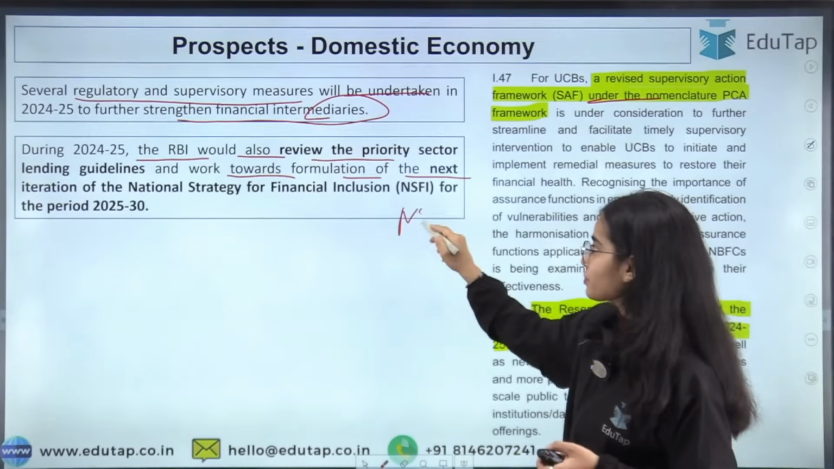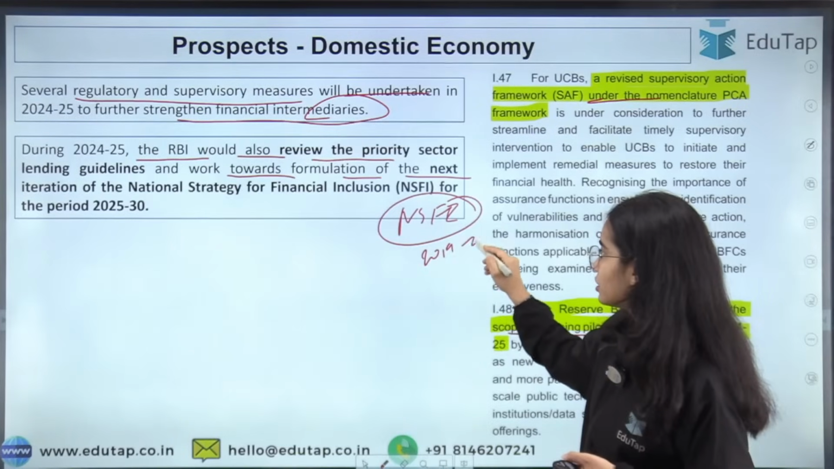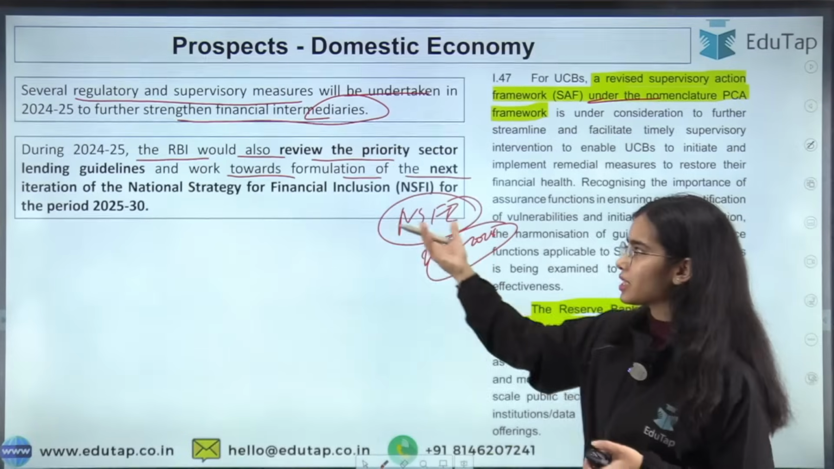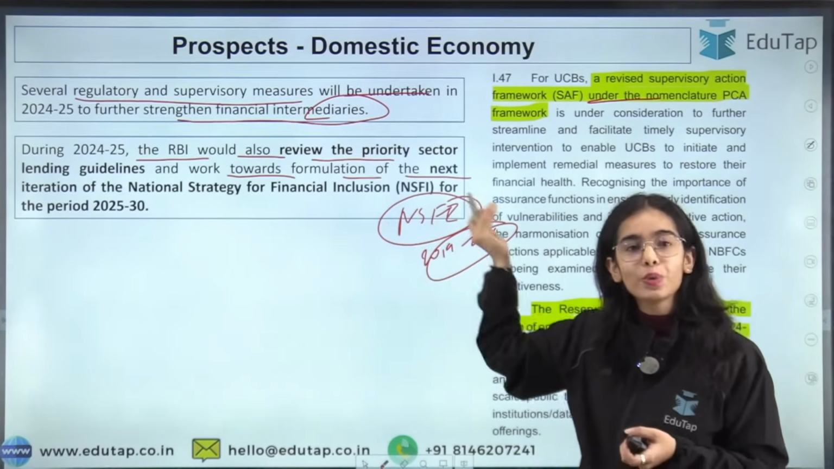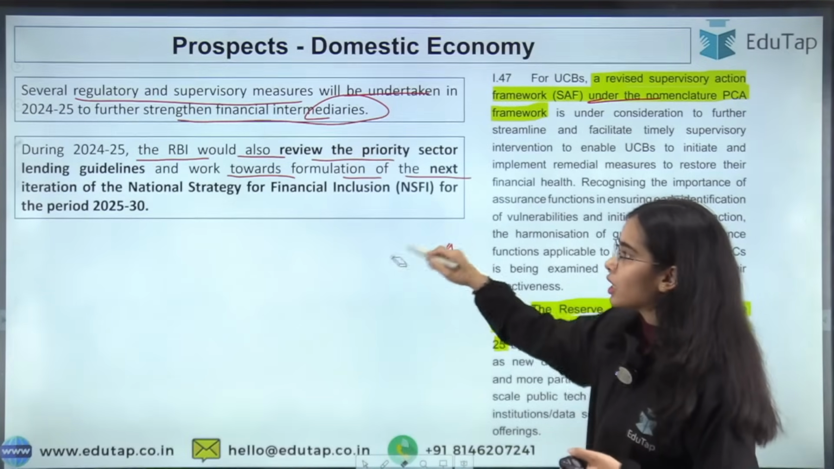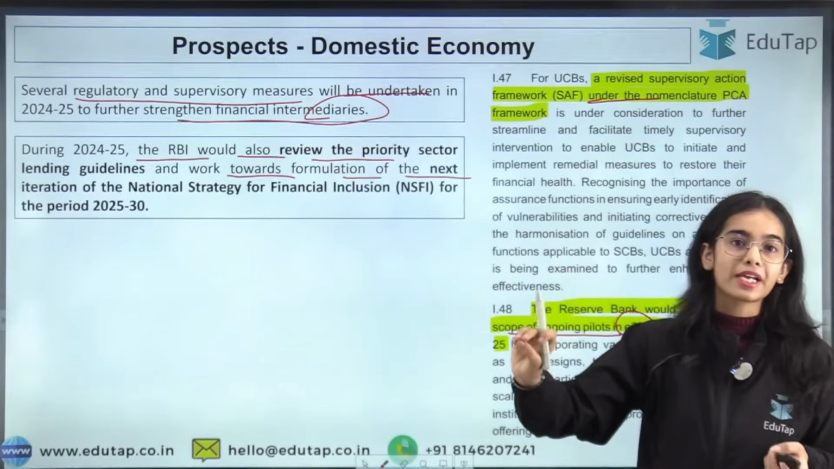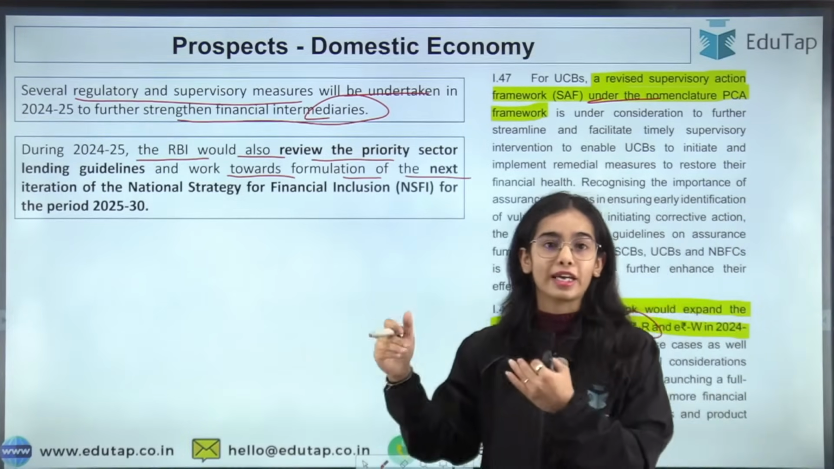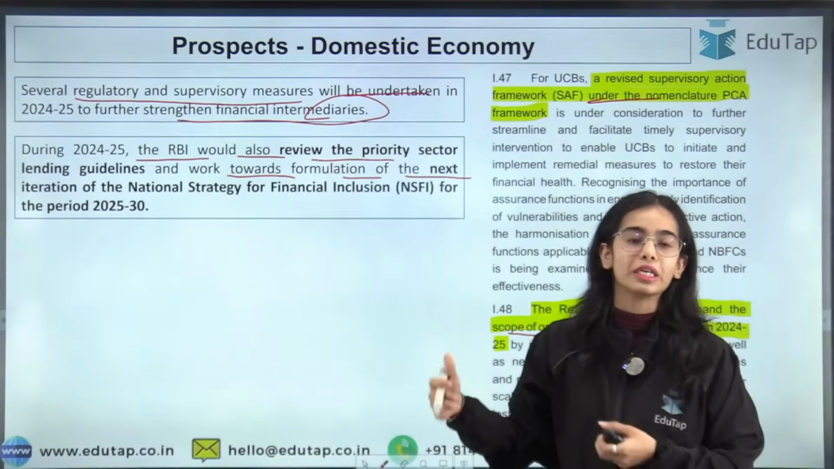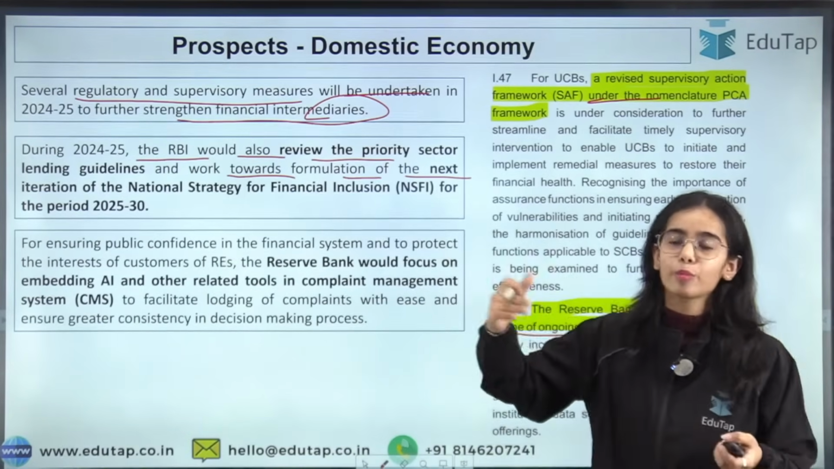RBI has said that the priority sector lending guidelines will be reviewed and work will begin towards formulation of the next NSFI. So NSFI was for the period of 2019 to 2024. So this NSFI is going to end soon, and the new NSFI will be brought. RBI is saying that it is going to focus on the formulation of the next iteration of the National Strategy for Financial Inclusion, in which the strategy is written on how we have to do financial inclusion. So the next iteration is in process, we can say.